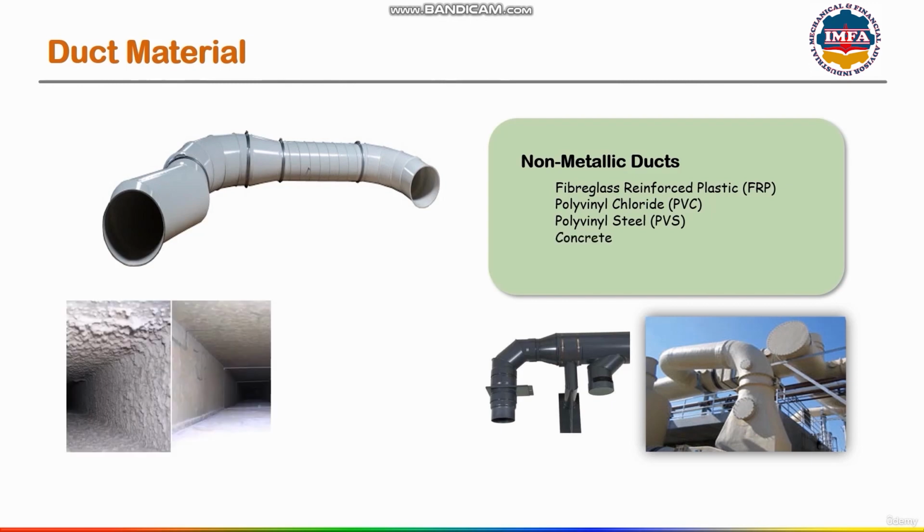Next are concrete ducts. In places where it is certain that the duct has to be at a fixed place and there won't be much customization, concrete ducts are made, and these are permanent ducts. They can only be repaired from inside, or they can be destroyed if not needed, but a lot of customization and changes are not possible in these kinds of duct systems.